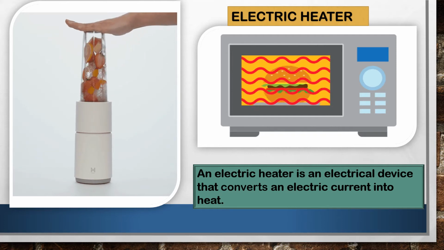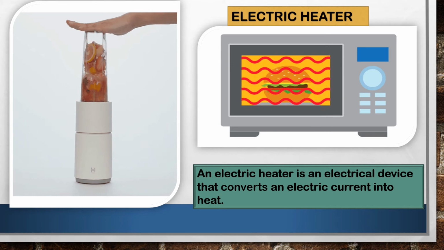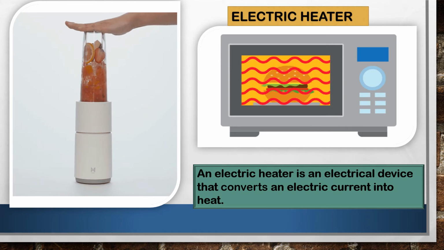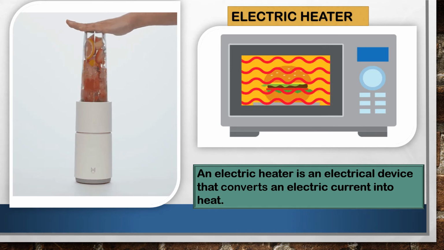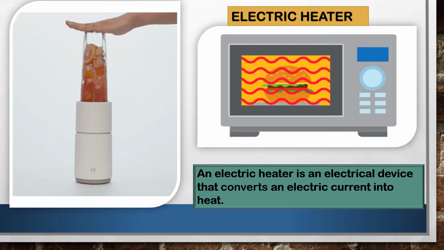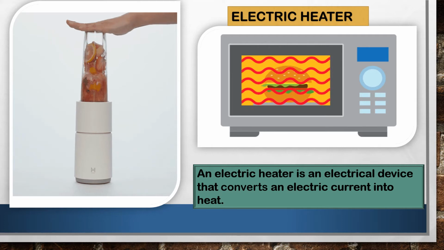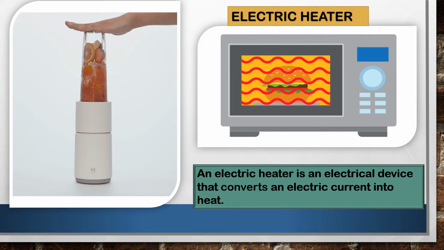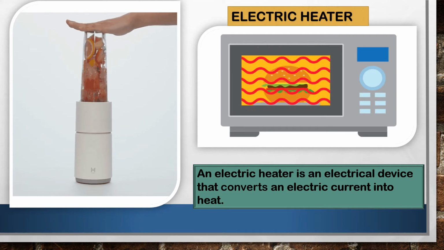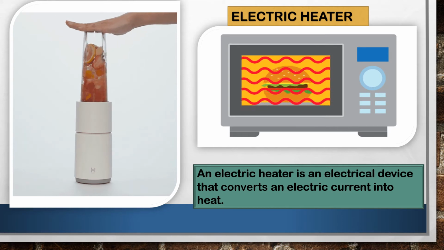So what is the mechanism of an electric heater? In an electric heater, there is a fire plate having spiral grooves in it. A spiral of high resistance nichrome wire is placed in these grooves. The spiral wire is called the heating element.